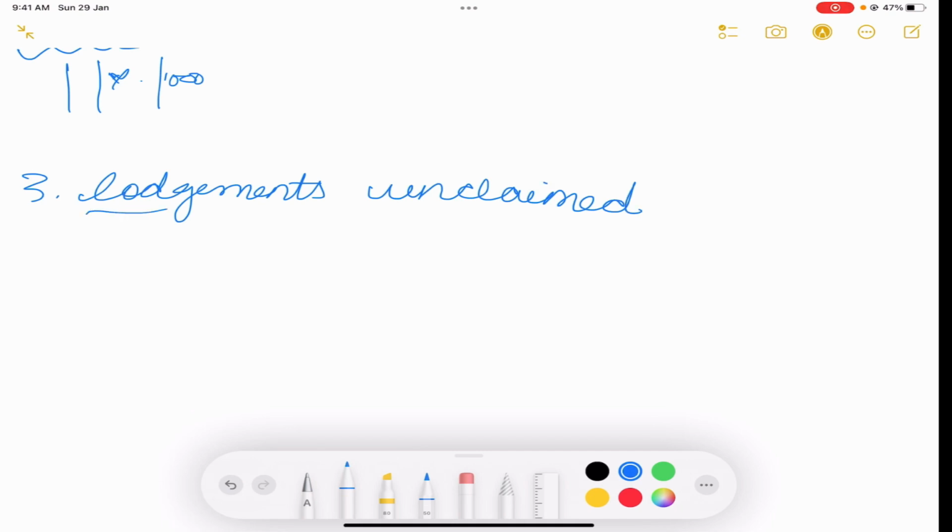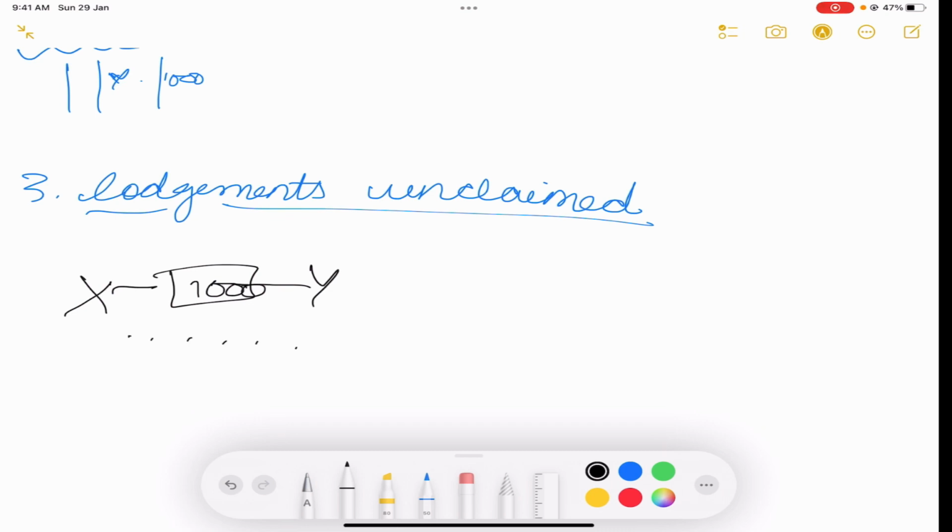Now, what is lodgements unclaimed? I am X, I do a business, and Y is my customer, and I sold goods to Y. So Y gave me a check of, let's say, $1,000. I go to the bank that day and give the bank the $1,000 check, and I tell the bank to put this in my account.